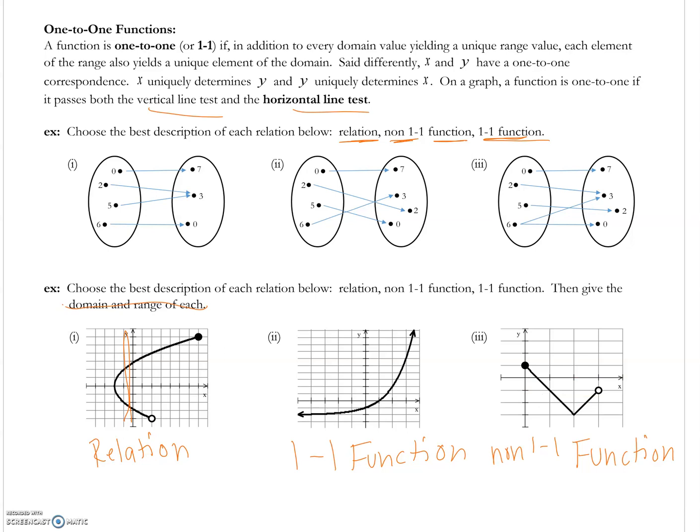With our mapping diagrams, remember we have the domain, or our x's in the first one, and our range, y's in the second one. So if we think about these as graphs, 0 only goes to 7, 2 only goes to 3, 5 only goes to 3, and 6 only goes to 0. So each of these x's gives me one and only one y. However, if we look here, this one y gives me two different x's, meaning it's a function, but it's non-one-to-one.